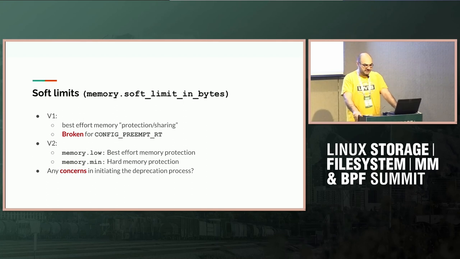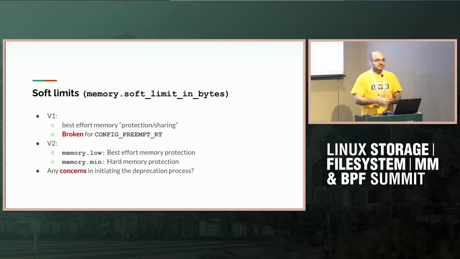The next one, the soft limits. This is, again, a best-effort memory protection sharing kind of feature in the V1. It is already disabled for the preempt RT kernels. The V2 has clearer semantics for memory.min and memory.low, which is the protection. Here, I know Google actually removed all this, and they have their own implementation, which is very similar to memory.min. And here I'm again asking, is anyone actually using this thing?